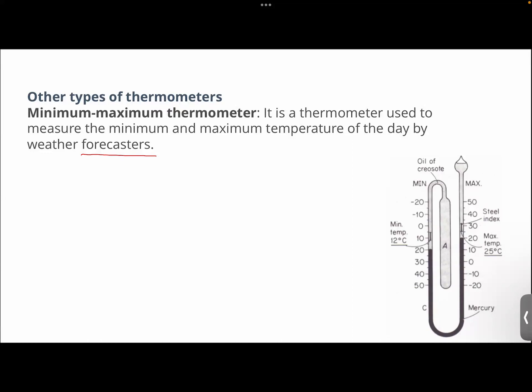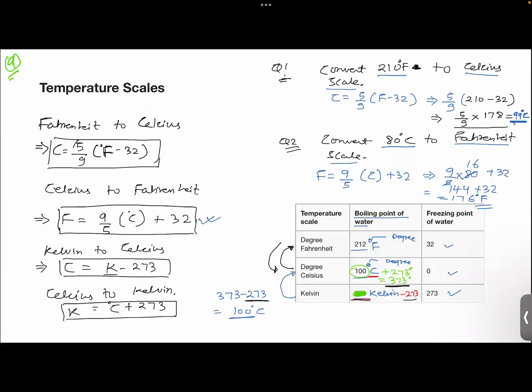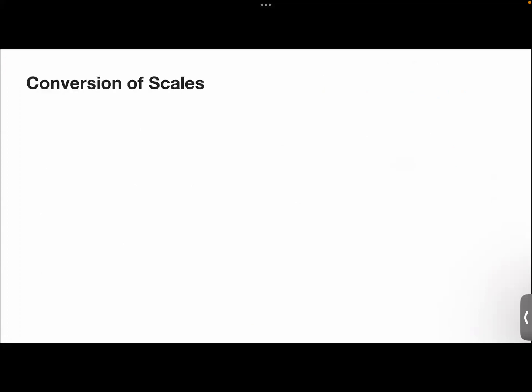Now moving on, we also talked about a conversion of scales, conversion of temperature from one scale to another. So first, Santosh, you tell me, how do we convert temperature from Fahrenheit scale to Celsius scale? There were three formulas. Two were related to conversion of Fahrenheit to Celsius, and Celsius to Fahrenheit, and another was related to conversion of Kelvin to Celsius or Celsius to Kelvin.